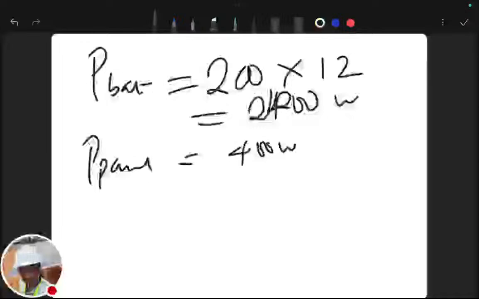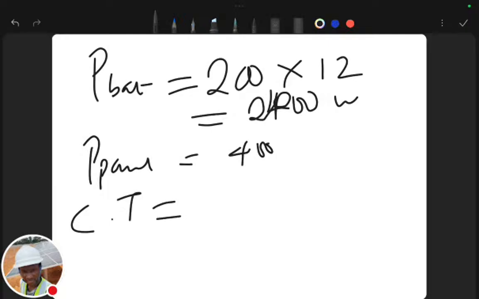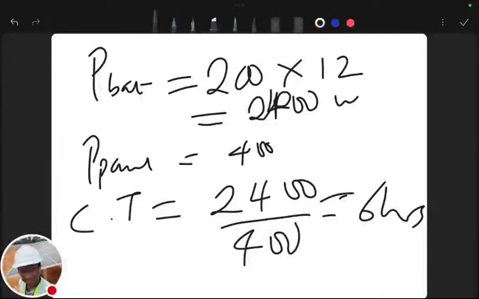So that means the charge time, let me just call it CT. How long it is going to take to charge will be 2,400 divided by 400, which is going to give us what now? 6 hours. So that brings us to the question, will it charge in 6 hours? Well, thank you, Edwin. I love that. Thank you.